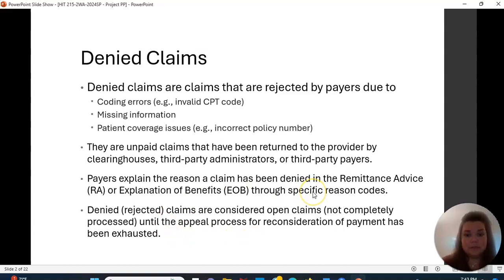But to continue, denied claims are considered open claims, meaning that they have not been completely processed until the appeal process for reconsideration of payment has been exhausted.